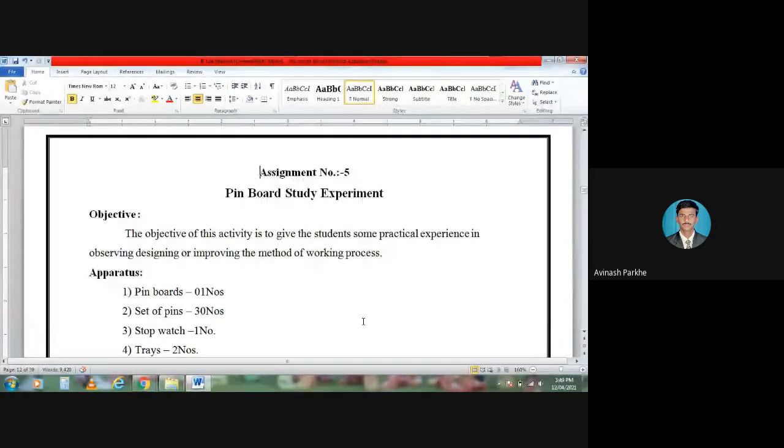Now your experiment number 5 is mostly related to the application of method study and time study, and the name of the experiment is the pinboard study experiment. In this experiment, we are designing one method, and by using that method we are measuring the time. Here we are using some accessories: pins, one pin board, and one stopwatch. So 2-3 accessories we are using to perform this experiment.